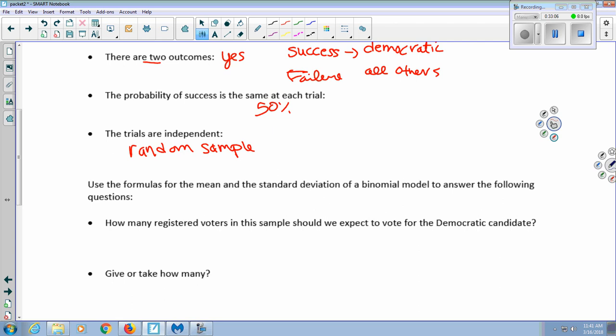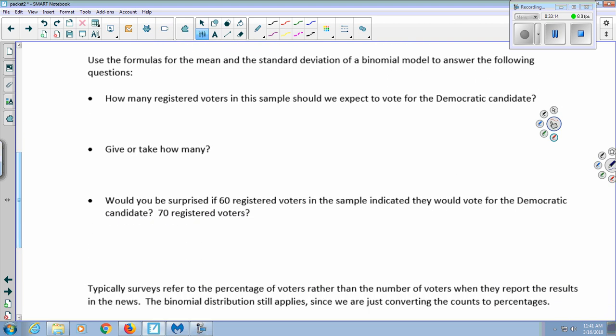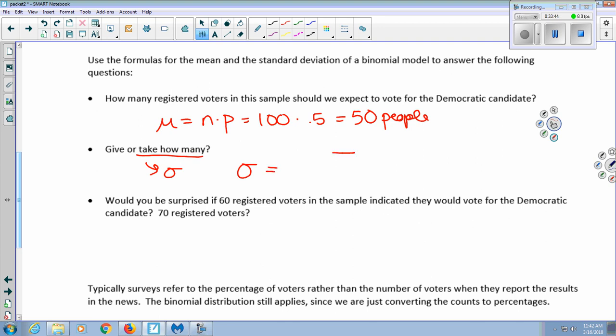Use the formulas for the mean and standard deviation of the binomial model to answer the following questions. How many registered voters in the sample should we expect to see vote for the Democratic candidate? So that's mu is equal to n times p. 100 times 0.5 equals 50. We expect 50 voters to vote for the Democratic candidate. Give or take how many? This is asking us about sigma. Sigma is equal to the square root of 100 times 0.5 times 0.5, which is equal to 5. So we could say that we expect to see 50 voters plus or minus 5 vote for the Democratic candidate.